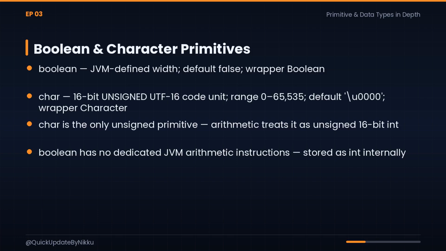Boolean and char stand apart from the rest of the primitives. Boolean's width is deliberately unspecified by the JVM spec. It compiles down to integer instructions, and in arrays it is typically packed as a byte. Char is the only unsigned numeric primitive, representing a single UTF-16 code unit rather than a general-purpose integer, though arithmetic operations on it behave like an unsigned 16-bit integer.